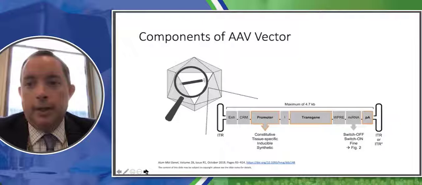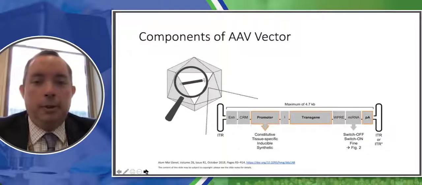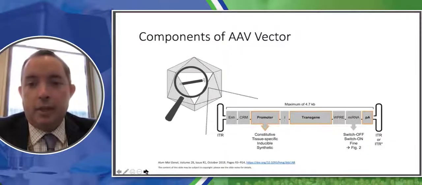So you can imagine if you're missing a gene or a protein, you want something that allows that gene to be really well expressed in your muscles that are missing it. You have the transgene itself, which in most cases is the gene that's missing, and then you have the end polyadenylation sequence.